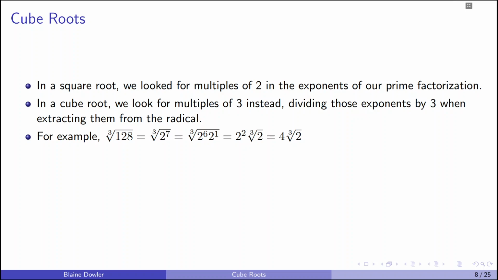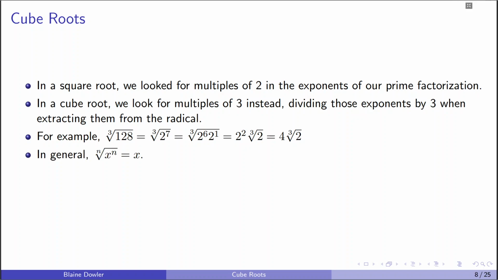So our cube root of 128, well, that is 2 to the 7. So the highest multiple of 3 that is less than or equal to 7 is 6. We pull our 2 to the 6 out, but divide the 6 by 3, we get 2 squared. So 2 squared times the cube root of 2 is 4 cube root 2. That is our cube root of 128.